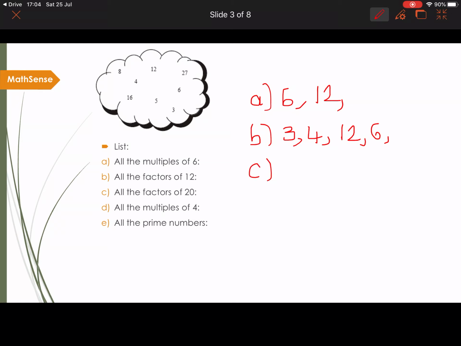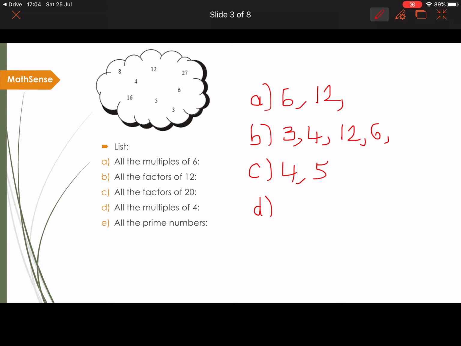Question C asks you to list the factors of 20. Now I know that 1 times 20 is 20, so I'm looking in the cloud for 1 and 20, but they're not there. I also know that 2 times 10 is 20, but there's no 2 and there's no 10. 3 doesn't go into 20, but 4 does. 4 times 5 is 20, and oh look, both of those are in the list. The next factor of 20 is 5, and 5 times 4 is 20, but I've just repeated myself, so I'm going to stop here. That means that the only numbers that are factors of 20 inside that cloud are 4 and 5.